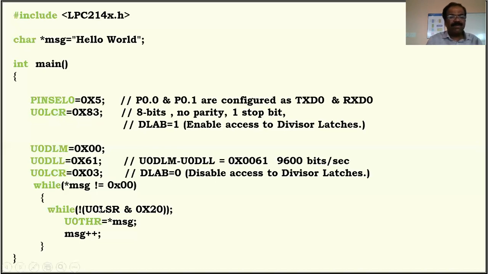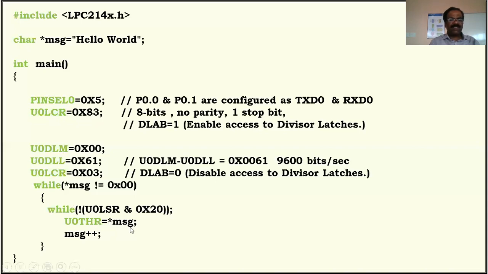After some time, the transmission is completed. Now THR becomes empty. Then the whole thing is replaced with which value? 20. That is a non-zero value. So non-zero means what? True. Not true. This is an inverter. Not true means what? False. Then it won't enter into this while loop. It comes out of the while loop.